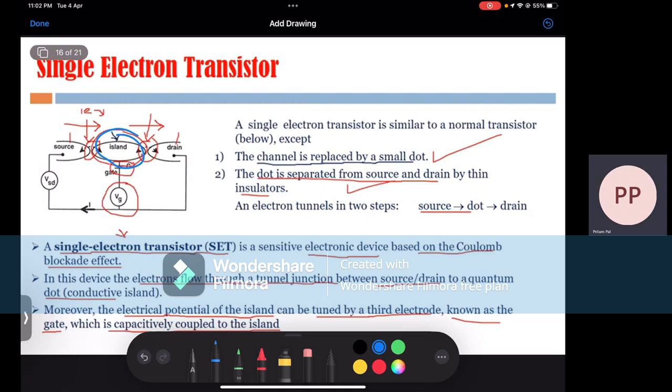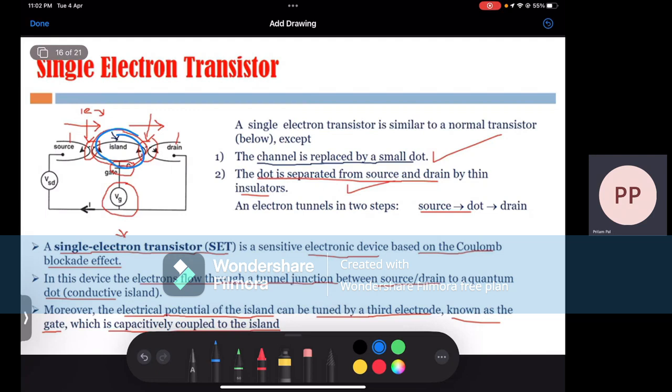Now an electron which travels from the source has to tunnel through the island in two steps. First, the electron will tunnel from the source to the dot, at the first junction. Second is the junction from the island to the drain. So these are some special features of a single electron transistor, which make it different from a conventional MOSFET, right?